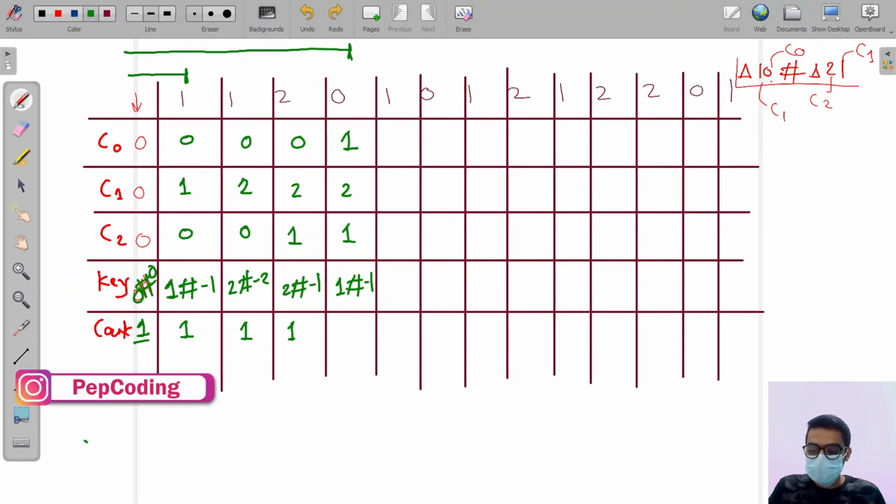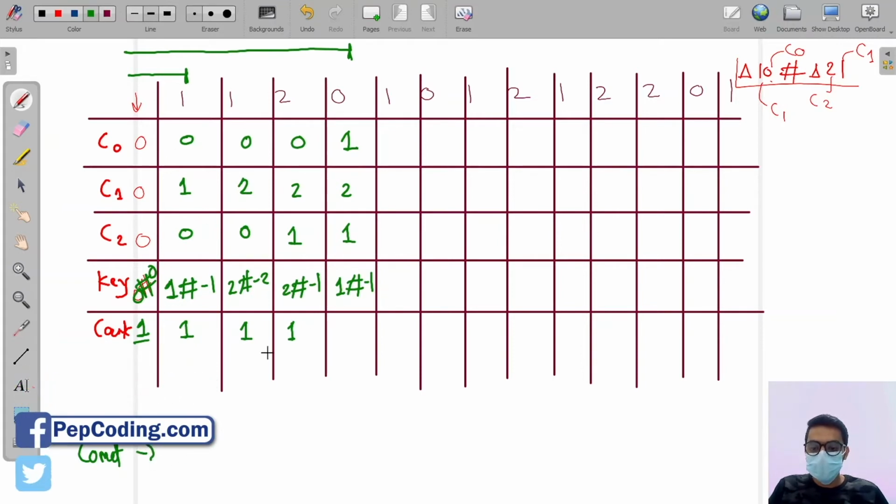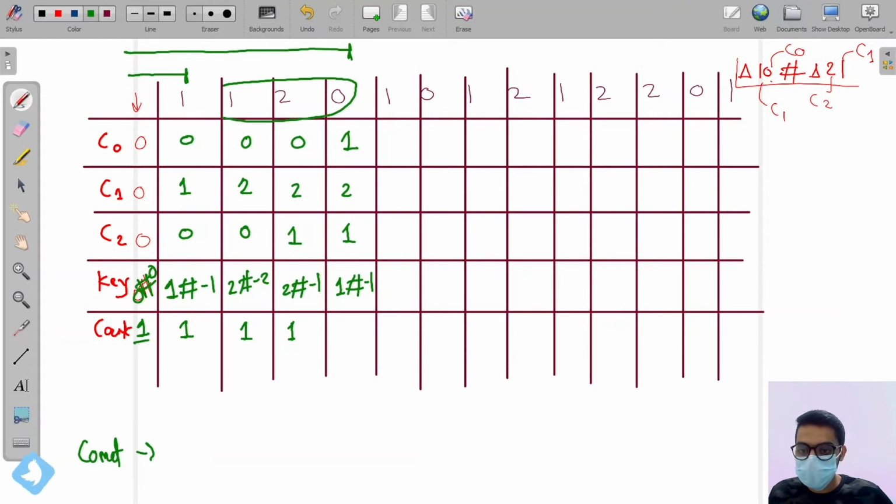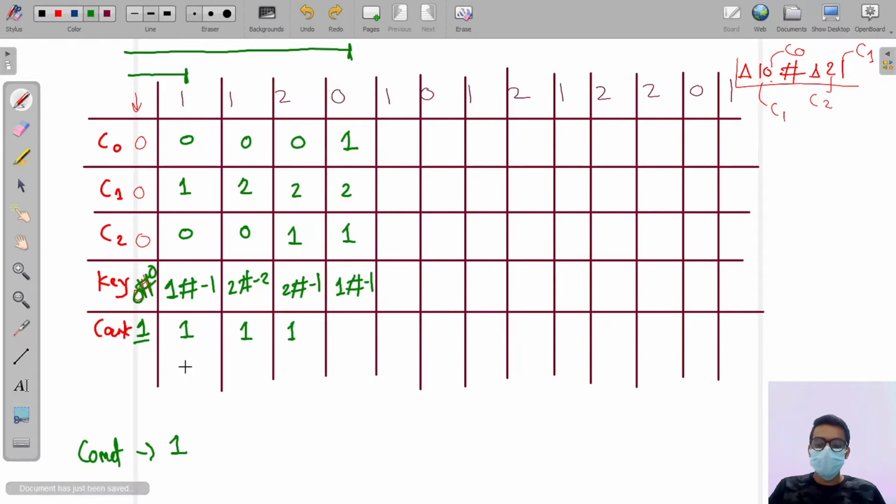So our answer here, count of subarrays, we are finding the first subarray that contains an equal number of zeros, ones, and twos. So we are going to say that we got this answer for the first time. So our count will be 1 for this point.